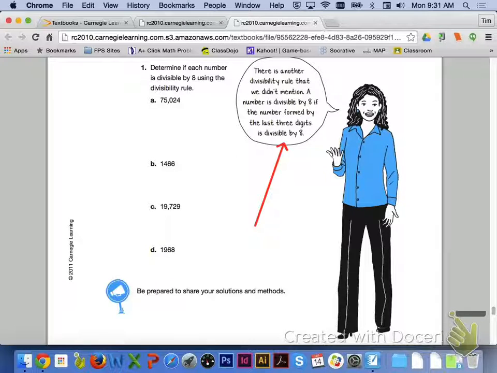Our crew member is telling us that there is another divisibility rule that we did not mention. A number is divisible by 8 if the number formed by the last 3 digits is divisible by 8. So what I would like you to do is take a look at number 1, determine if each number is divisible by 8 using that divisibility rule that the crew member helped us out with. Do number 1, A through D, with your group members.